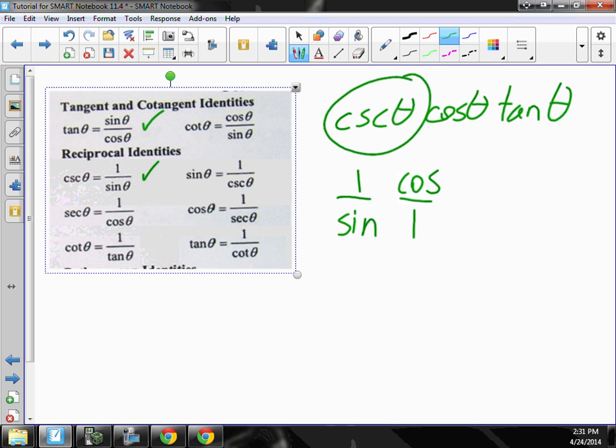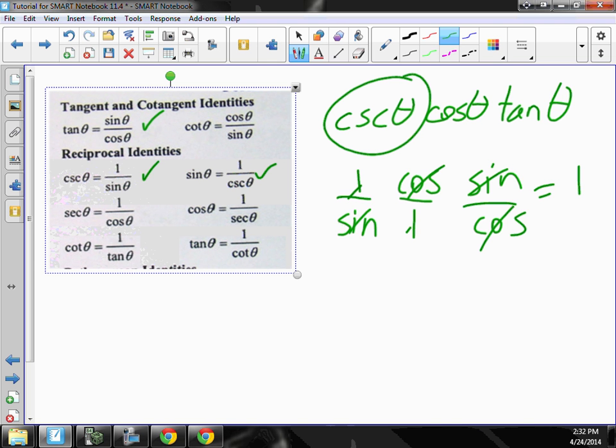I could turn it into a cosecant, but my recommendation is avoid cosecant, secant, and cotangent. Turn it into sines and cosines, and then you'll be able to simplify, and then you can convert it back if necessary. So sine over cosine. Does anything cancel? Cosines cancel. Sines cancel. The ones cancel. So the answer is 1.